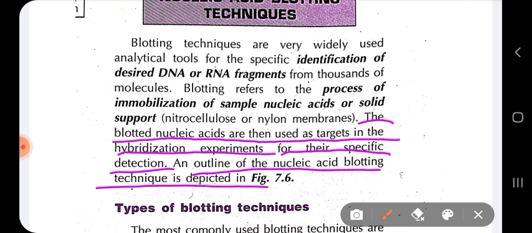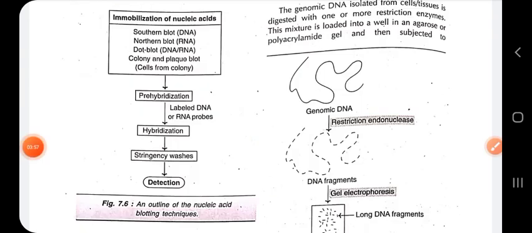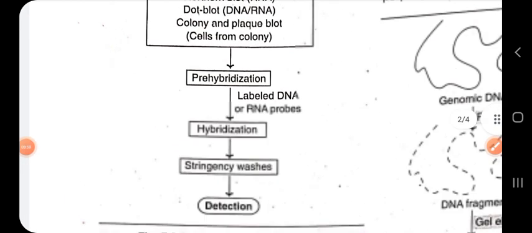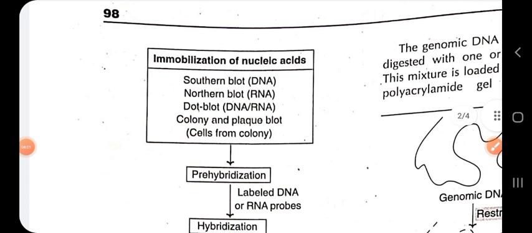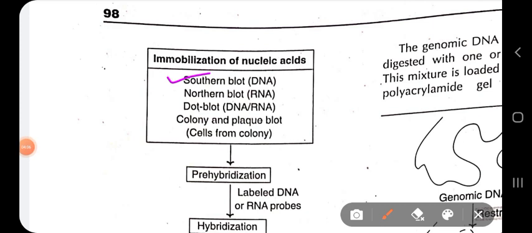So let's see now. There are different types of hybridization techniques, or you can say blotting techniques. There is southern hybridization, which is used specifically for the detection of our desired DNA from the mixture of DNA. Then there is northern blotting, used for the detection of RNA. There is also a dot blot technique which is not mentioned in your syllabus. It is also used for the detection of DNA as well as RNA.